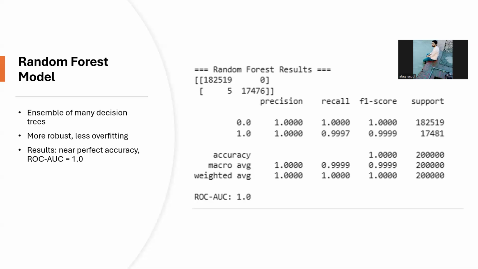In our project, Random Forest gave excellent results. It had near perfect accuracy and a ROC/AUC of 1.0. This means it could separate fraud and non-fraud almost perfectly. Random Forest performed slightly better than the single decision tree.